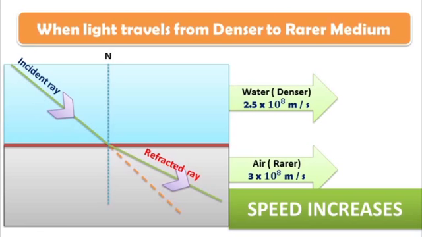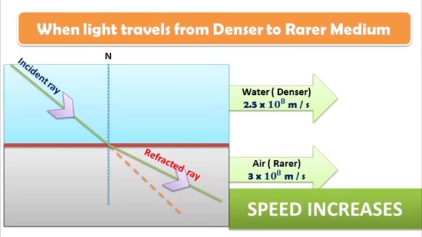Please note, optical density and the density that we normally study are different. In optical density, optics means light. Optical density denotes the speed of light in a particular medium. If optical density is more, the speed of light is less.